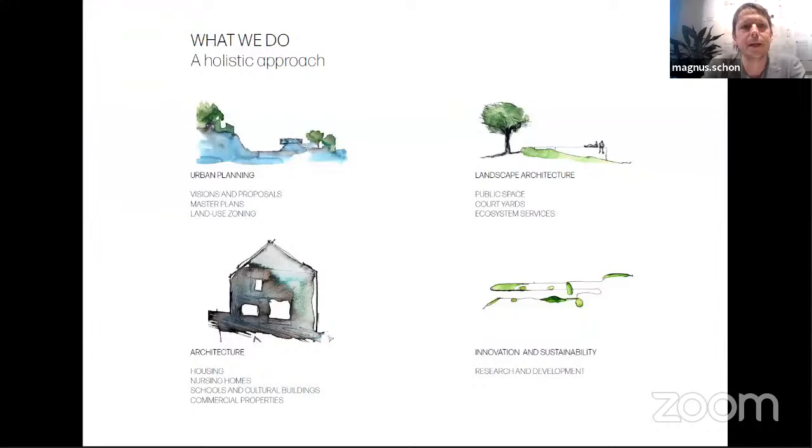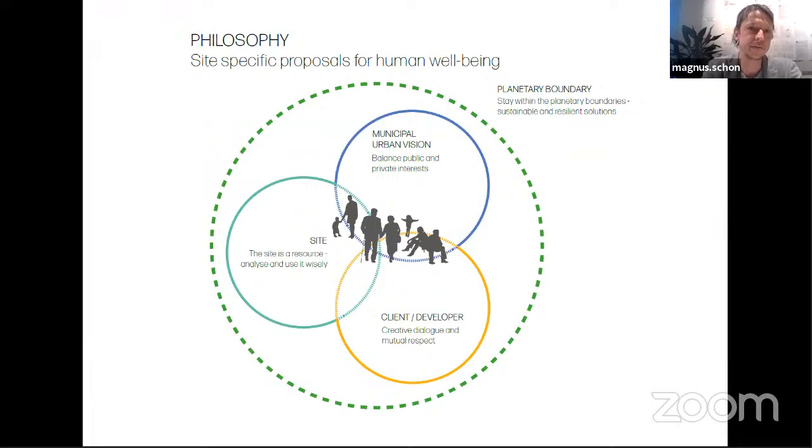And what we do in our office, we do urban planning, we do landscape architecture, and we do architecture and some innovation and sustainability projects on the side from our commercial projects. And we try to have an integrated approach where we don't separate the different disciplines of architecture, which is a little bit of a holistic approach. And we have a philosophy that we want to be really site specific, and we want to propose stuff that promotes human well-being.